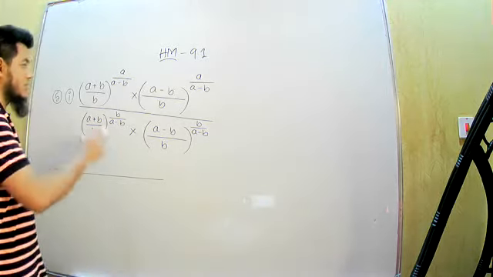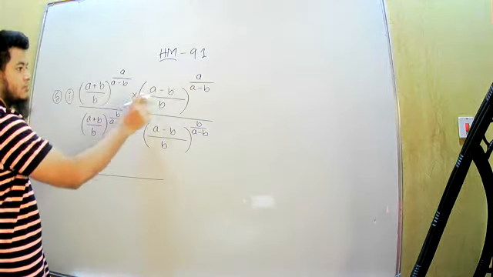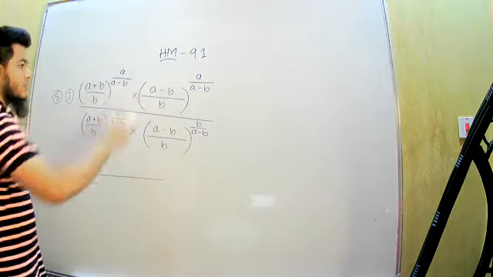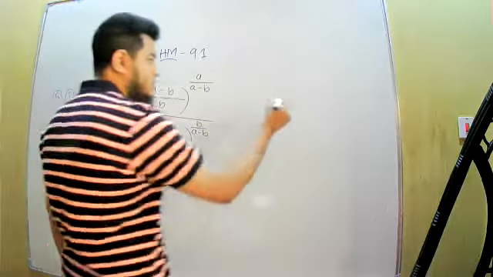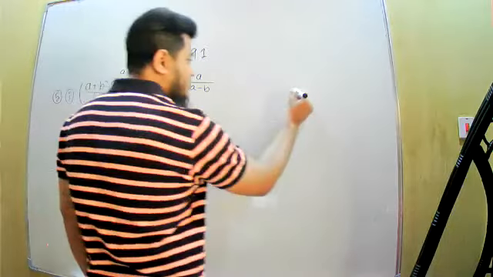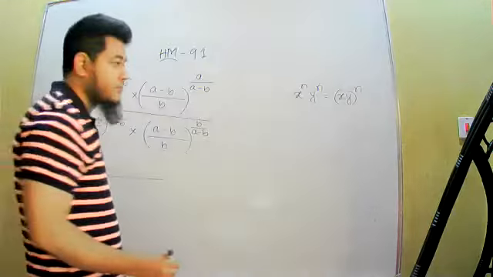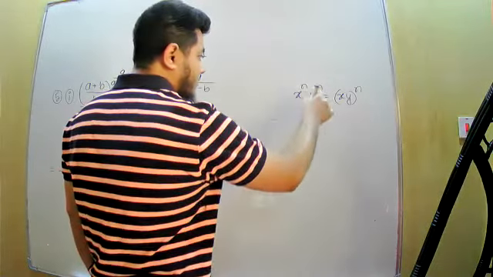So this is problem number 5.1. Here you can see the bases are different, but the power is the same, right? The situation is something like this: x to the power n and y to the power n. This can be written as xy whole to the power n. So x to the power n times y to the power n is equal to xy whole to the power n.